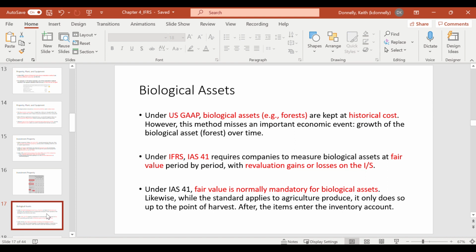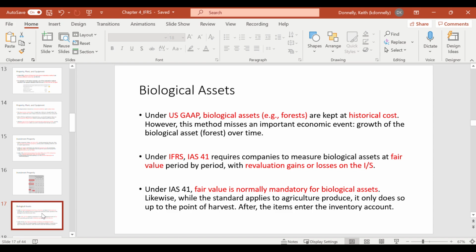Next, biological assets, right? These are things like forests, so on and so forth. GAAP's going to say, hey, you have to keep these at historical cost, right? But one part that this kind of misses, if you think about it, some of these biological assets can actually get bigger over time. So if you have a forest, maybe it literally gets bigger. So IFRS, in recognition of this fact, provides a different framework. They say that biological assets should be kept at fair value.